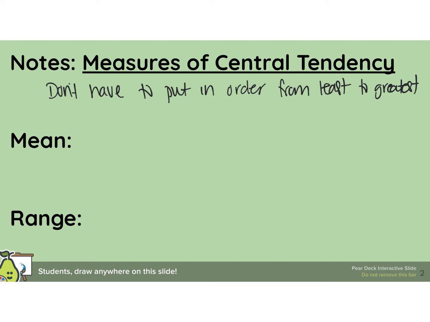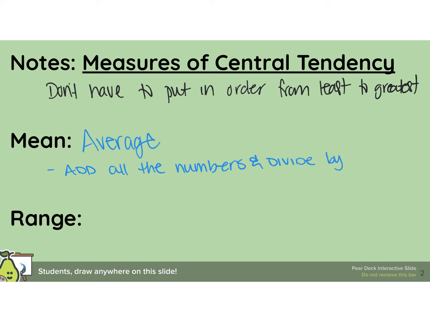So what is the mean? The mean is what we typically refer to as the average. And to find the average, to find the mean, you simply add up all the numbers and then divide by the total amount of numbers in the set. Add all the numbers and divide by the amount of numbers in the set. So you add them up and then you divide.